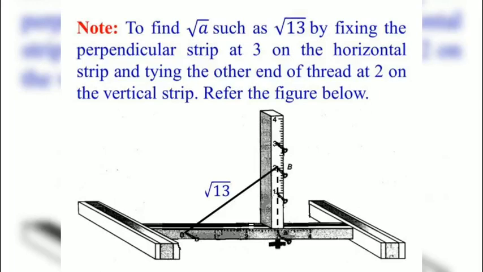Then how to represent root 13? We can represent root 13 by fixing the perpendicular strip at 3 on the horizontal strip and tying the other end of the thread at 2 on the vertical strip. Refer to this figure. Here the horizontal distance is 3 units and the vertical distance is 2 units. So from this right triangle, the base is 3 units and the height is 2 units. So the hypotenuse will be root 13 units.